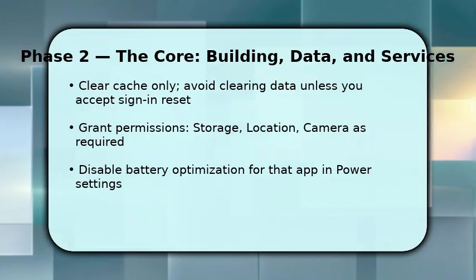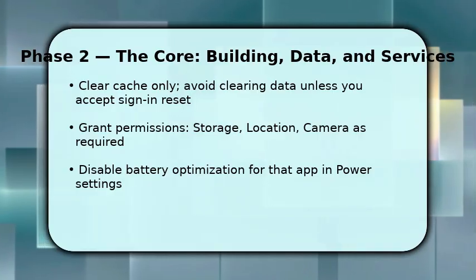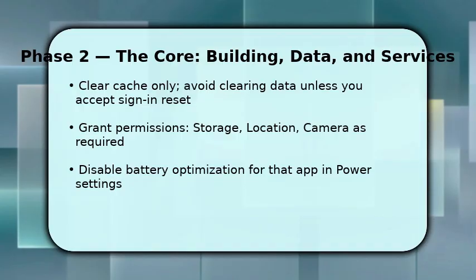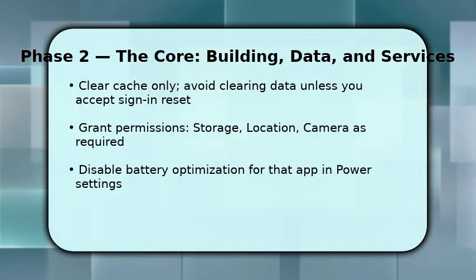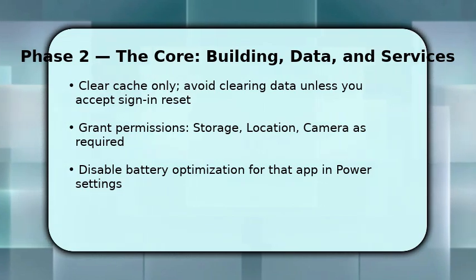Next, open battery or power settings and exempt the app from optimization so the system won't kill it. Finally, check background data is allowed. These steps reinstate runtime capability and reduce the chance of immediate re-force stop.